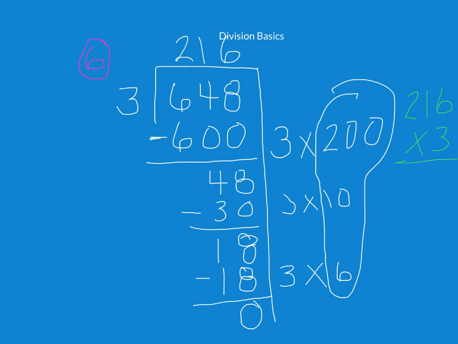So 3 times 216. 3 times 6 is 18. Regroup the 10. 3 times 1 ten is 3, plus 1 is 4 tens. 3 times 200 is 600, so 648, which is the same as my dividend. So I must be right. We're good to go. Great job. Only one more.